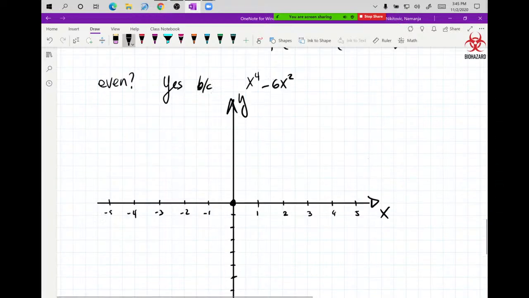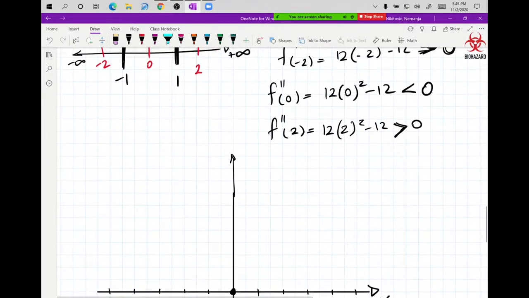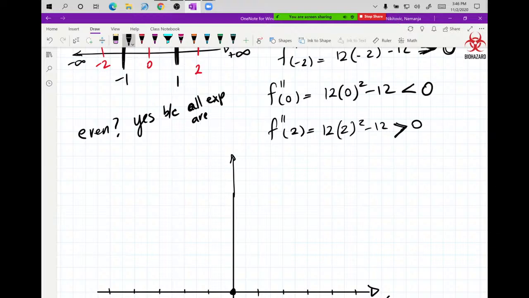That's -9. And we also need the +9. I'm going to move all of this stuff. Is the function even? Yes, because all exponents are even. There we go. All right, 1, 2, 3, 4, 5, 6, 7, 8, 9. That's where the 9 is.